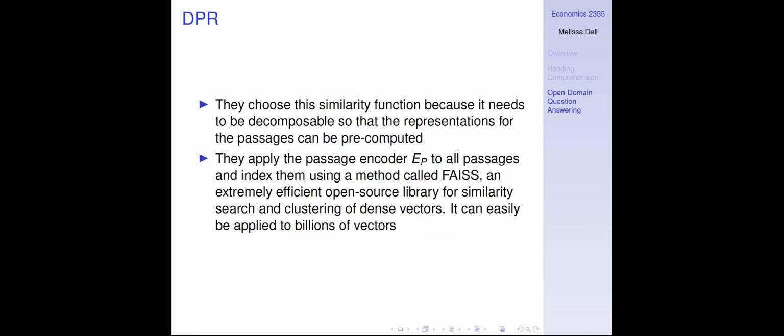And they choose this similarity function because it needs to be decomposable so that the representations for the passages can be pre-computed, right? Because you're only going to embed all of Wikipedia, or all of your form-level reports, all of your newspaper articles, once. And then you're going to be retrieving different things from it. So you need the embedding for the passage and the embedding for the question to be separable.